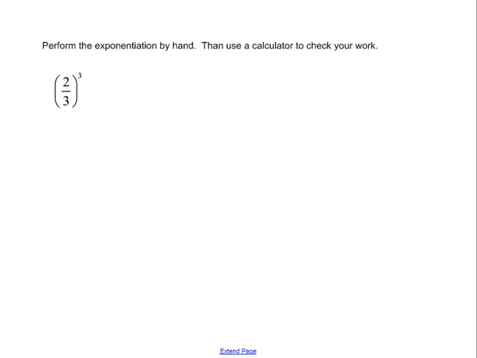Perform the exponentiation by hand, then use a calculator to check your work. So here we have a fraction, 2/3, that's being raised to the third power. So we want to think about, well, what does that mean? Notice that that whole 2/3 is inside the parentheses. That means the whole 2/3 is being raised to the third power.